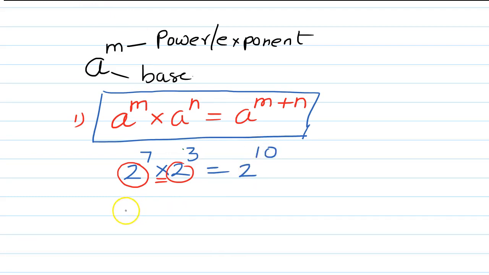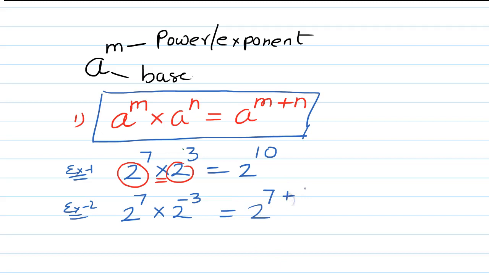Example 2: 2 to the power 7, and here is 2 to the power minus 3. So what do you need to do? To 2 to the power 7, you need to add minus 3. So plus and minus becomes minus, so it will be 7 minus 3, and 2 to the power 4.